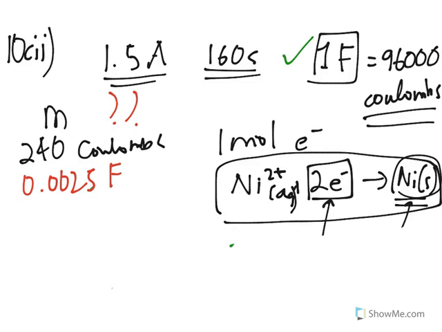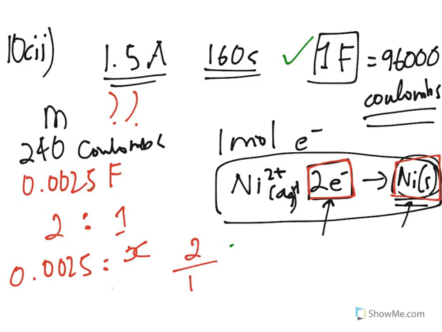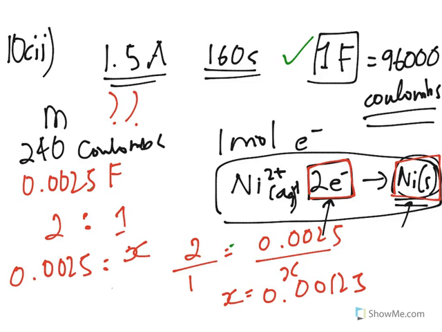Now, if 2 moles of electrons give 1 mole of solid nickel, how many moles of nickel does 0.0025 moles of electrons give? So again, same process, 2 over 1 equals 0.0025 over x, and x, which is the number of moles of nickel produced, is equal to 0.0025 divided by 2, which is 0.00125. So that means that that is the amount in moles of nickel produced.